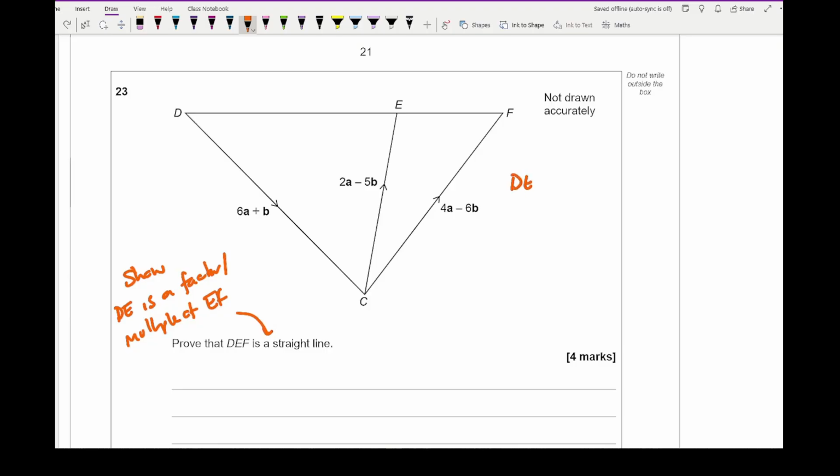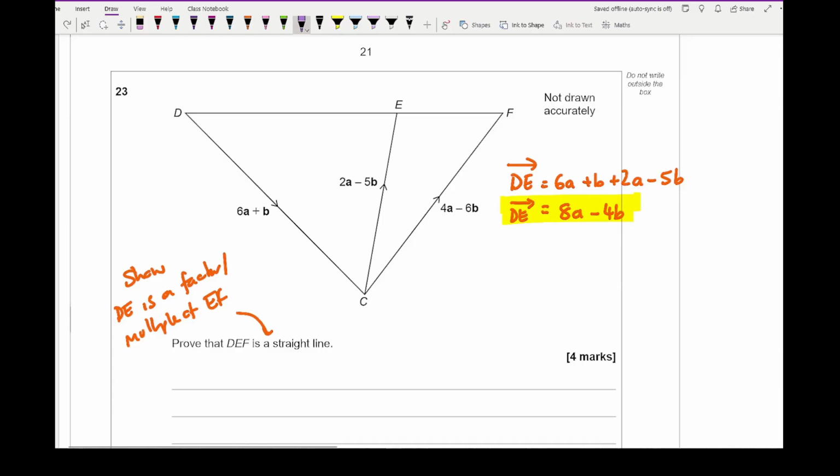So D to E is going to be 6a plus b, and then I'm going with the arrow, so that's plus 2a minus 5b, and collecting the like terms, that's going to equal 8a minus 4b, and that's what D to E equals. So let me just highlight that.